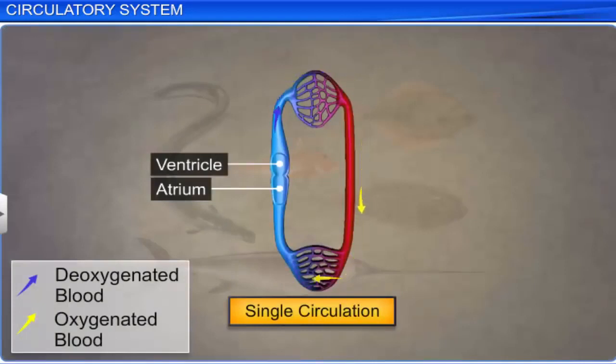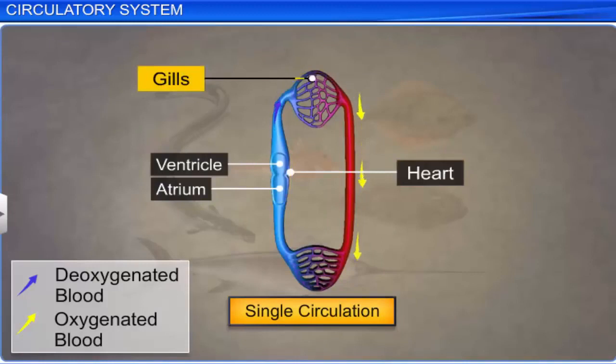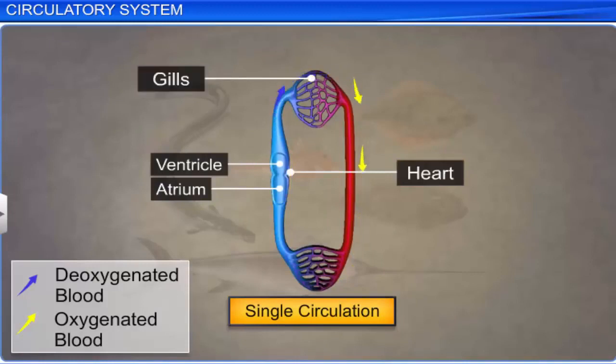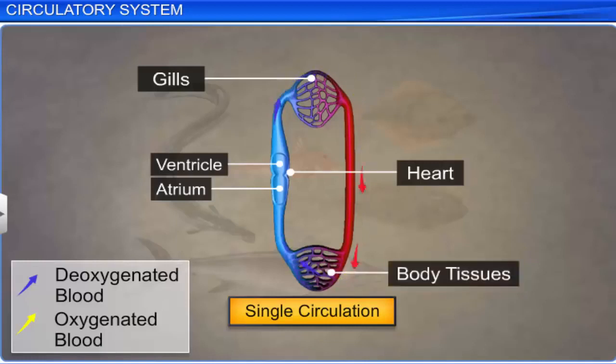Deoxygenated blood is pumped from the heart to the gills for oxygenation, and the oxygenated blood directly flows into the tissues, whereas deoxygenated blood collected from the tissues is returned to the heart. In this way, blood passes through the heart only once during circulation, and hence this is called single circulation.